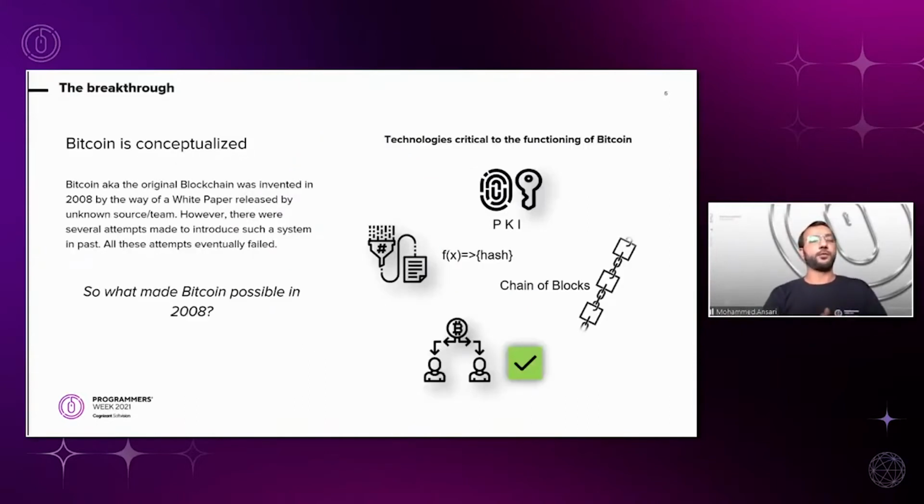Now, before we move forward, let us have a look at a little bit of history. Bitcoin came into existence right after the financial crisis of 2008. There was a white paper published by a team, apparently, or under a pseudonym. And that paper described a solution to a problem that wasn't possible to solve before that point.